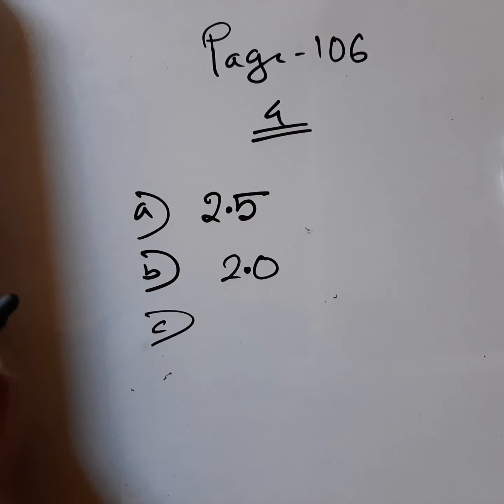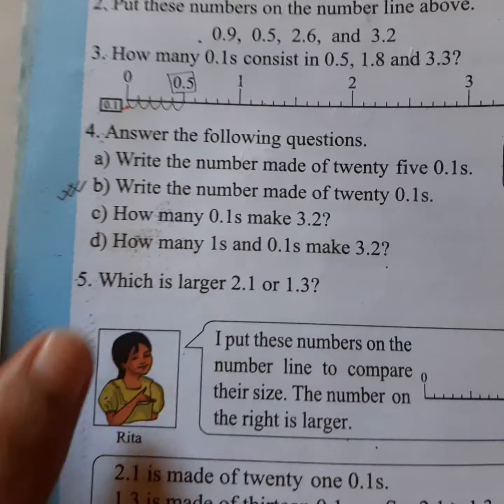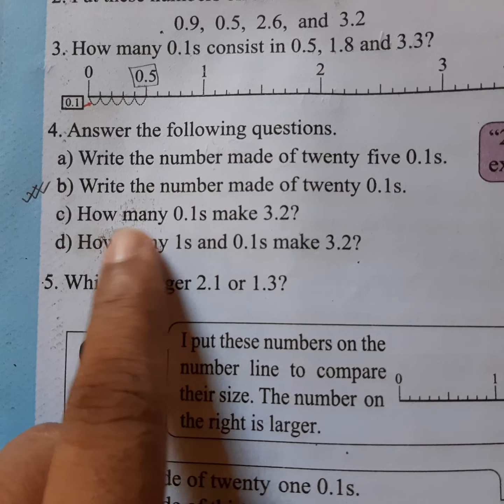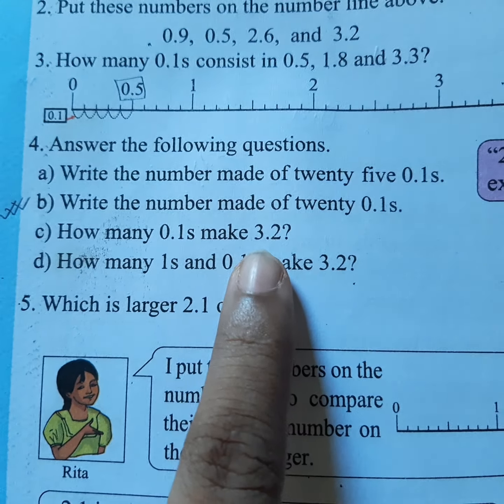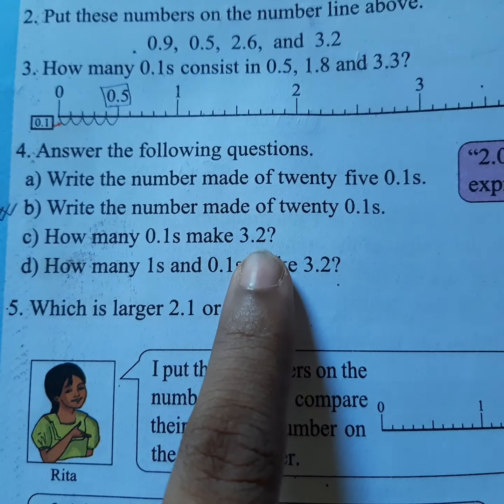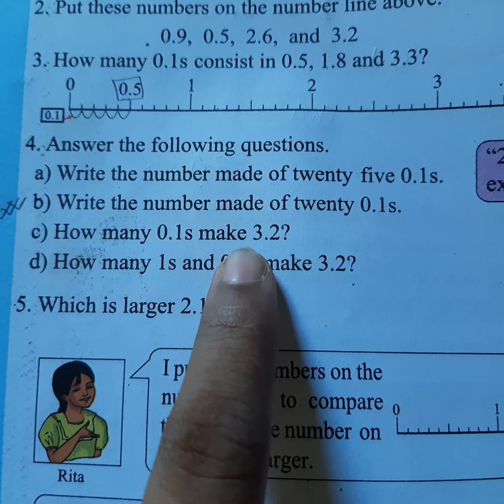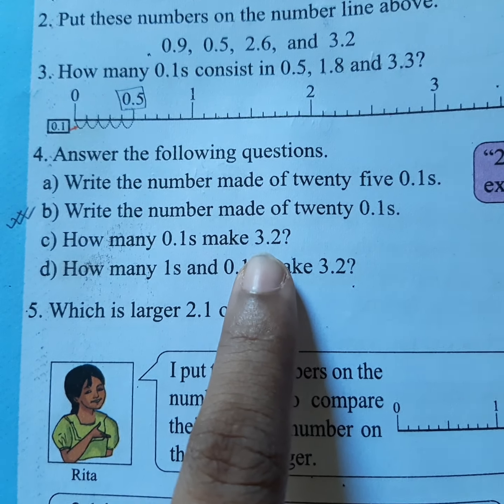Okay, C number is a little bit different. Why is it different? Look, how many 0.1 units makes 3.2. In the previous two, we are missing the decimal numbers.